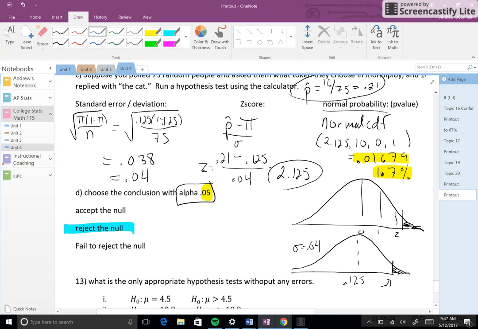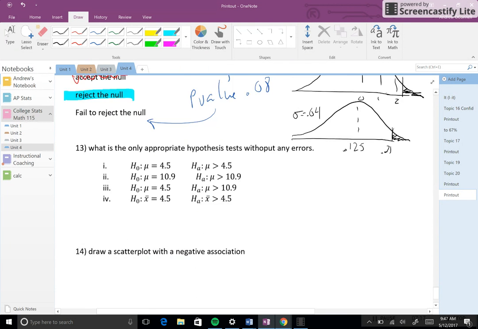If the p-value was something like 0.08, then you would have failed to reject the null hypothesis because it's above your alpha 0.05. You will never, ever, ever accept a null hypothesis.